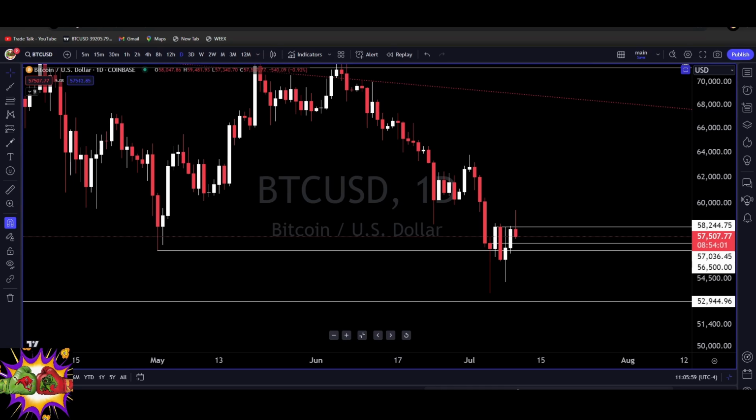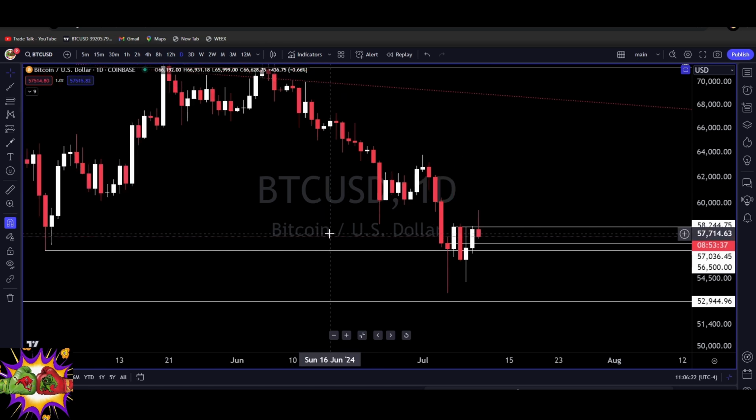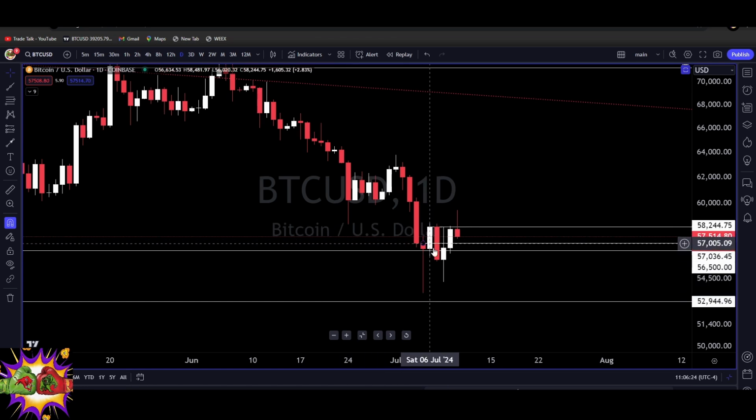Alright everybody, let's go over a few charts and take a look at some of these things ahead of CPI. Today is Wednesday, the 10th of July. It is roughly 11 a.m. in the morning. So first things first, Bitcoin has been trading sideways.